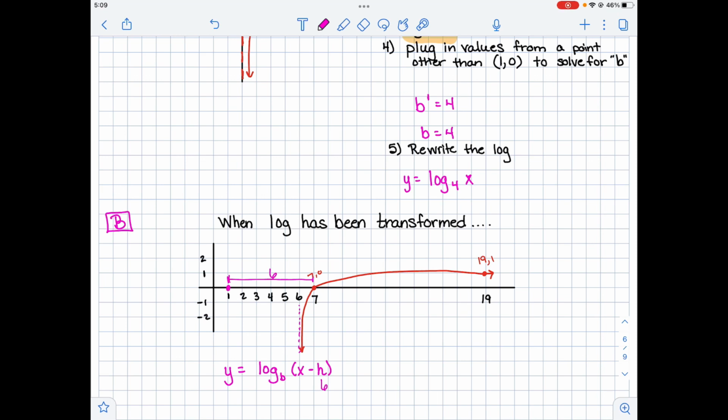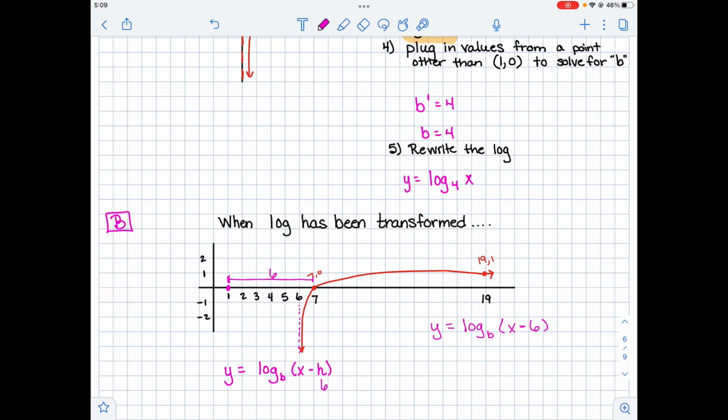So we're going to plug into our transformation equation what we have, log base b of x minus 6, because we know we moved over from our parent function 6, and we keep that negative because what we see is opposite of what we think is happening. So that means that we moved right 6, not left, even though we see a negative.